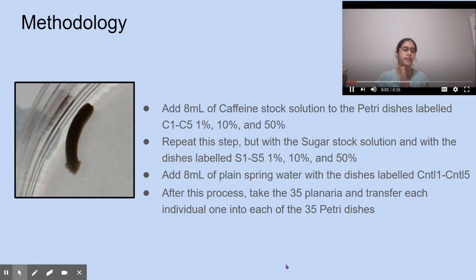Add 8 milliliters of caffeine stock solution to the petri dishes labeled C1 to C5, 1%, 10%, and 50%. Repeat this step with the sugar stock solution and with the dishes labeled S1 to S5. After that, take 8 milliliters of plain spring water and add that into the dishes labeled Control 1 to Control 5. After this process, take the 35 planarians and transfer each individual one into each of the 35 petri dishes.